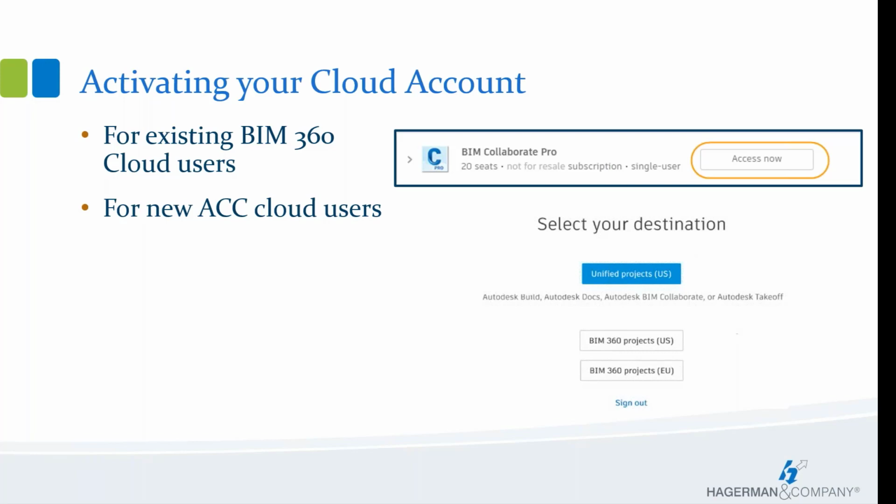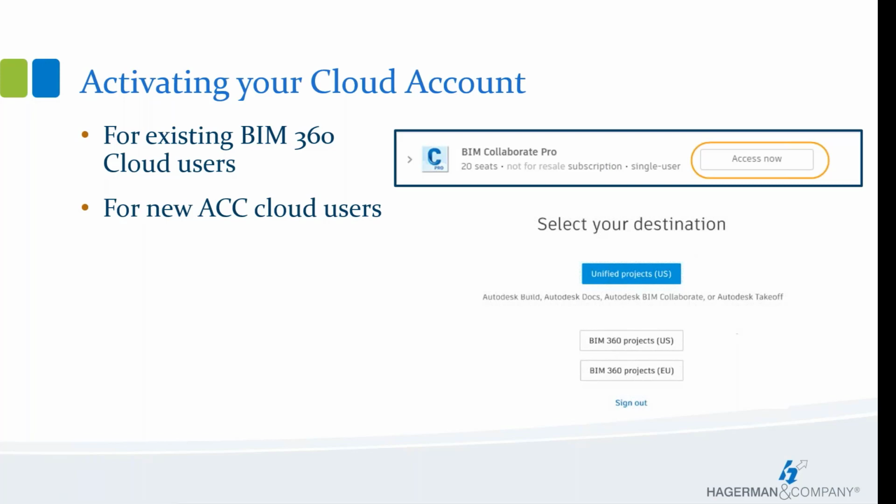If you want to activate either the BIM 360 platform or the Autodesk Construction Cloud platform, you'll click on the Access Now button. That will bring up a dialog box, as you see down below, where you can choose which one of the platforms you want to activate.